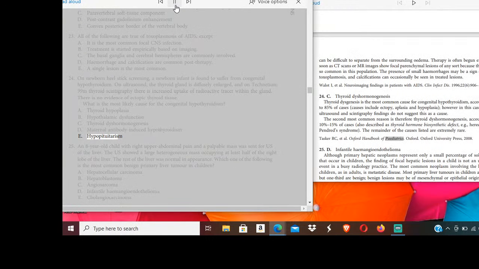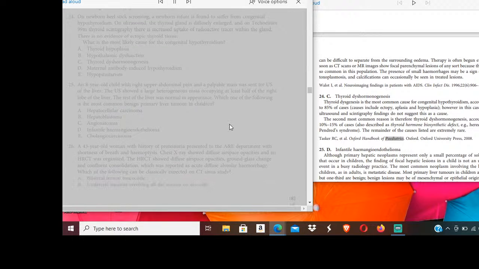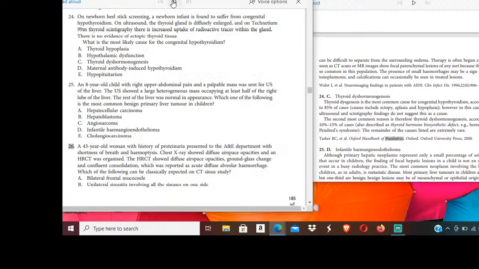25. An 8-year-old child with right upper abdominal pain and a palpable mass was sent for US of the liver. The US showed a large heterogeneous mass occupying at least half of the right lobe of the liver. The rest of the liver was normal in appearance. Which one of the following is the most common benign primary liver tumor in children? A. Hepatocellular carcinoma. B. Hepatoblastoma. C. Angiosarcoma. D. Infantile hemangioendothelioma. E. Cholangiocarcinoma.